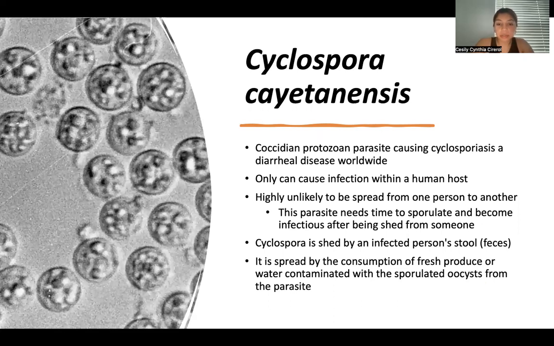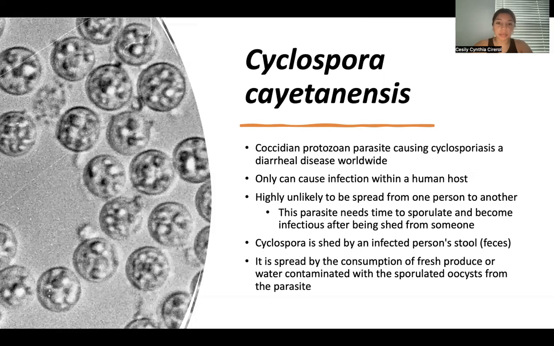I do research on Cyclospora cayetanensis, and it's a protozoan parasite that causes cyclosporiasis. And it's a diarrheal disease that's worldwide. It can only cause infection within a human host, so there is no animal model that we can use to further research. It's also highly unlikely to spread from one person to another directly, because the parasite needs to sporulate in the environment, and then that's the infectious stage.